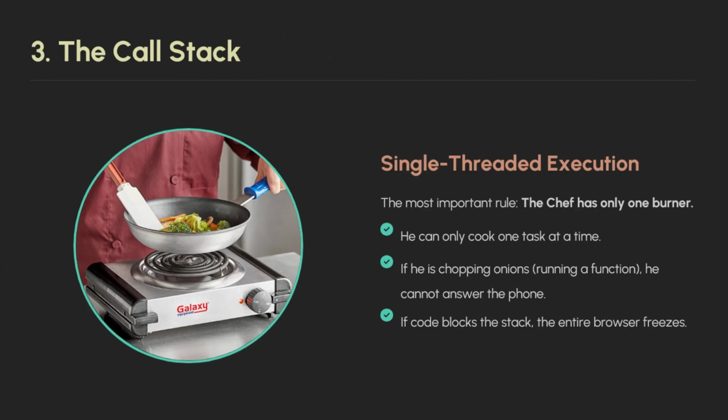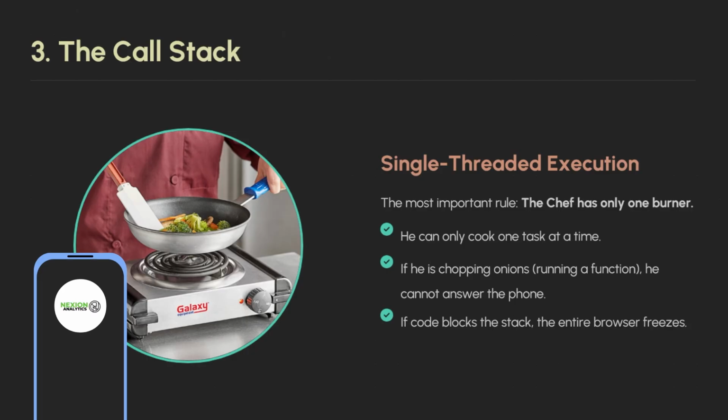Next, we have the call stack. This is where the execution actually is. The code is now running, and this happens in a place called the call stack. Now you'll hear people say JavaScript is single-threaded. That's a fancy engineer word for it only has one burner, so you can only do one thing at a time.